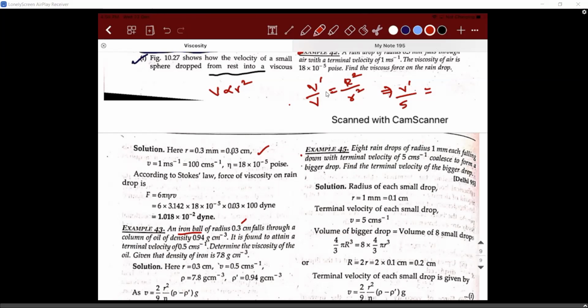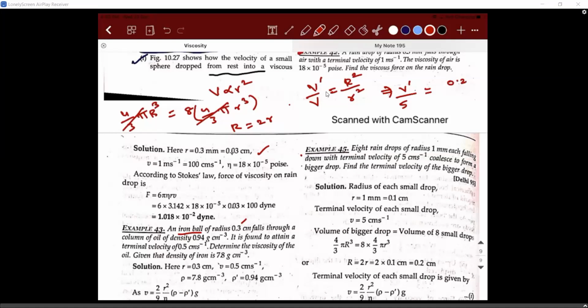So this is what you wrote: 4 by 3 pi capital R cube is equal to 8 times 4 by 3 pi small r cube. Let me see. So capital R is equal to 2 times small r, when I take the cube root on both sides. So what will be the answer? 0.2. Nitish, I hope you understood. You need not do any conversion. Don't look at the solution.